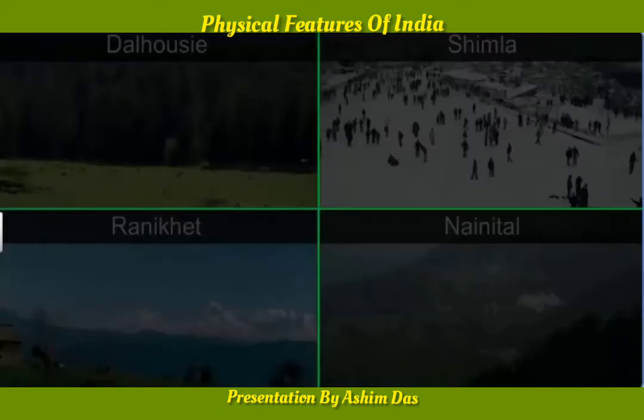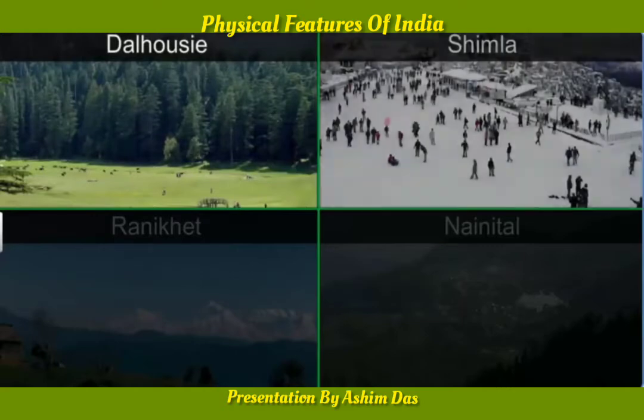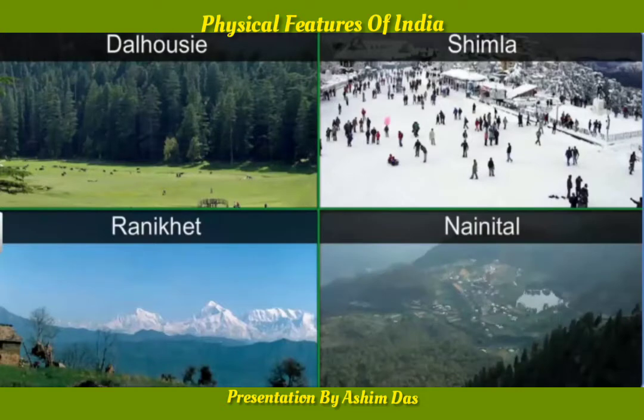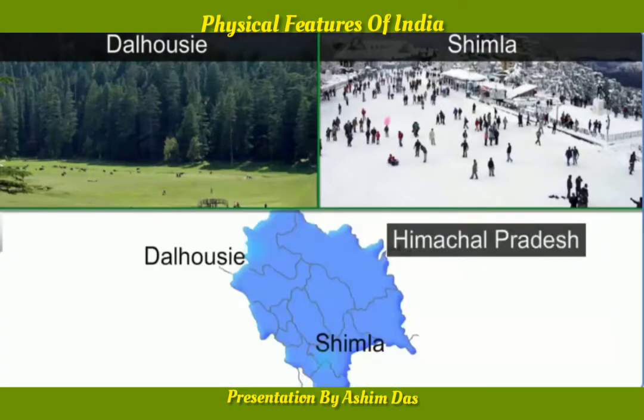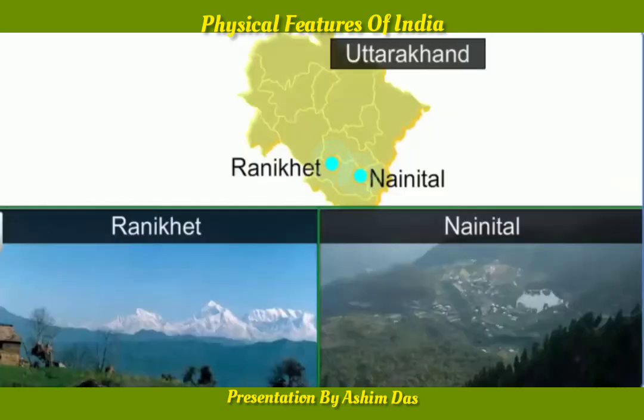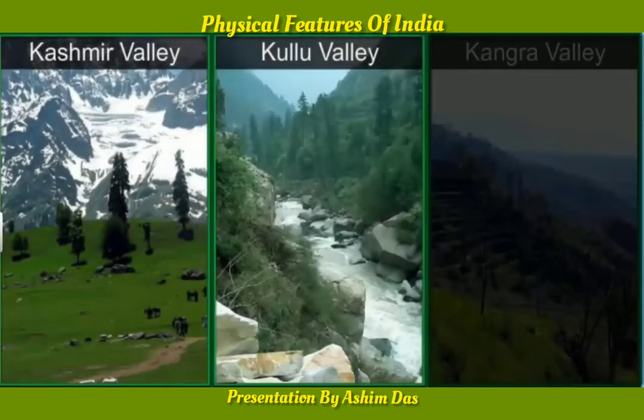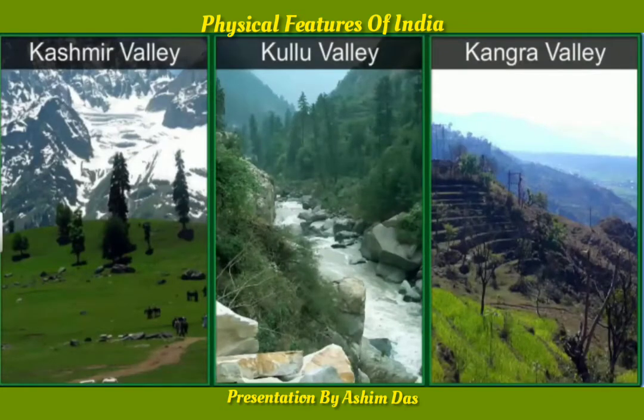The Himachal range is also well known for its hill stations such as Dalhousie, Shimla, Ranikhet and Nainital. Of these, Dalhousie and Shimla are located in Himachal Pradesh, while Ranikhet and Nainital are part of Uttarakhand. The most picturesque of valleys, the Kashmir, Kullu and Kangra valleys in Himachal Pradesh, are part of this area.